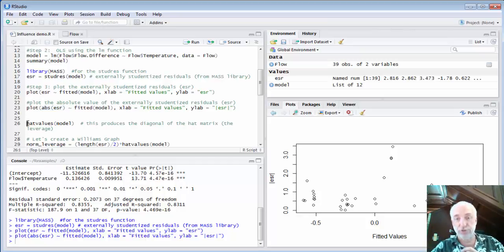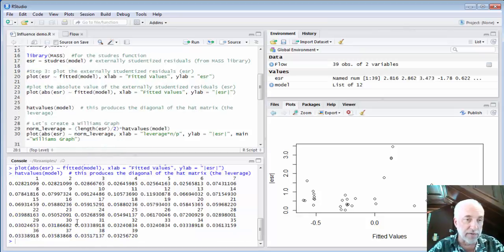Now we want to look at leverage. The way we look at leverage is using the hat values. I can extract all the hat values from the model with this function called hatvalues. If I run that, you see down here in the console, it just dumps the 39 diagonals of the hat matrix. One way for us to use them is to create a Williams graph.